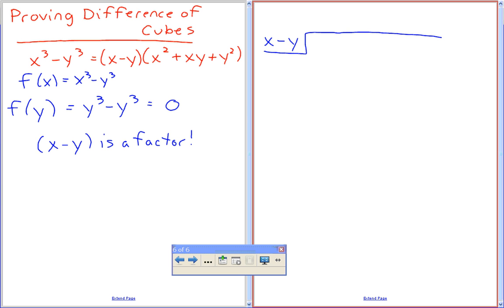Okay, what goes in the divide sign then? What goes in the divide sign? What goes in there? Yeah, now here's the thing, the x cubed is going to go in here. What's the next term going to be? This is where life gets difficult. We're going to end up with y cubed, right?